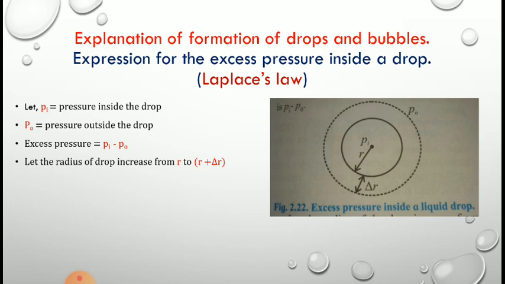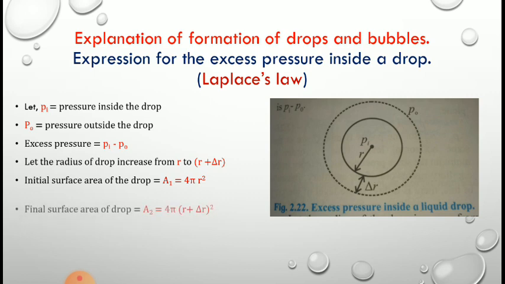Now the initial surface area of the drop will be 4 pi r squared. So A1 is the initial surface area, and the surface area of the drop is given by A1, which is 4 pi r squared. After expansion, its final surface area A2 is equal to 4 pi (r plus delta r) squared. So this is the final surface area of the drop. So what is the increase in surface area?